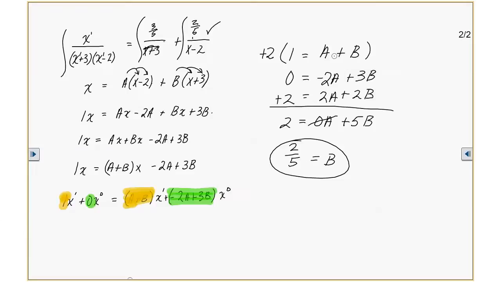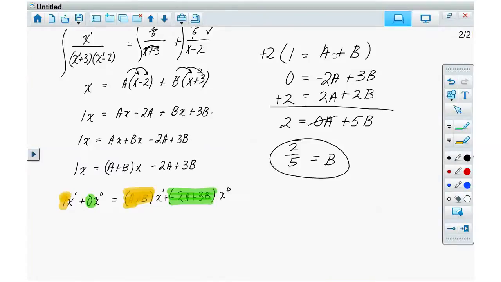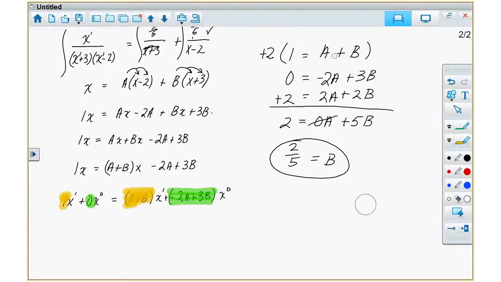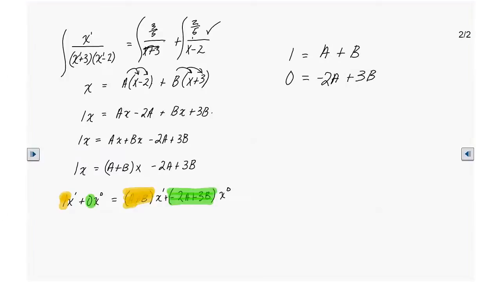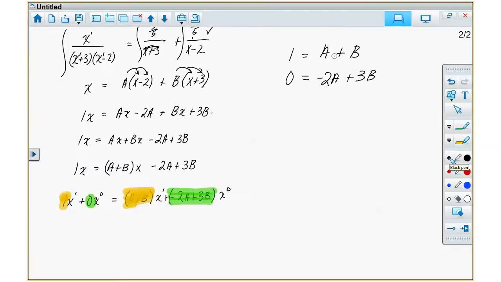Now, of course, all you got to do now is back substitute B into the original equation and get A. But I'm going to do elimination with the other just to show you how to use elimination. So I'm going to erase this, and I'm going to use elimination just to refresh your memory.